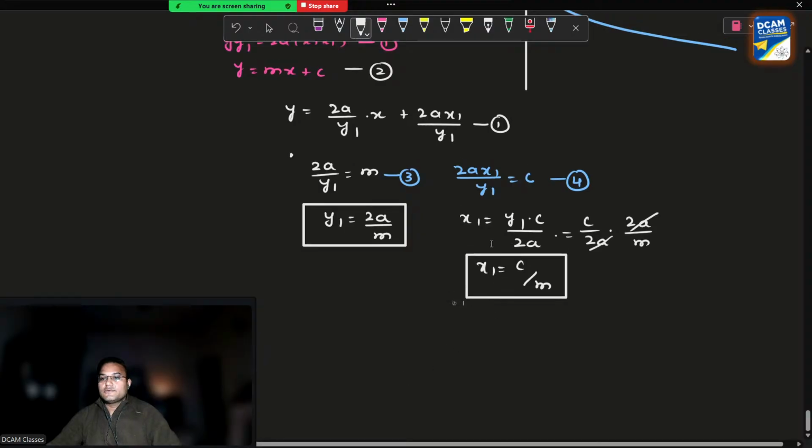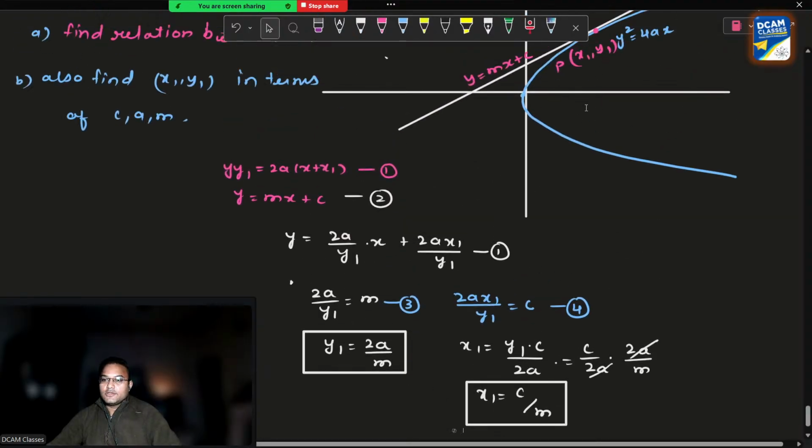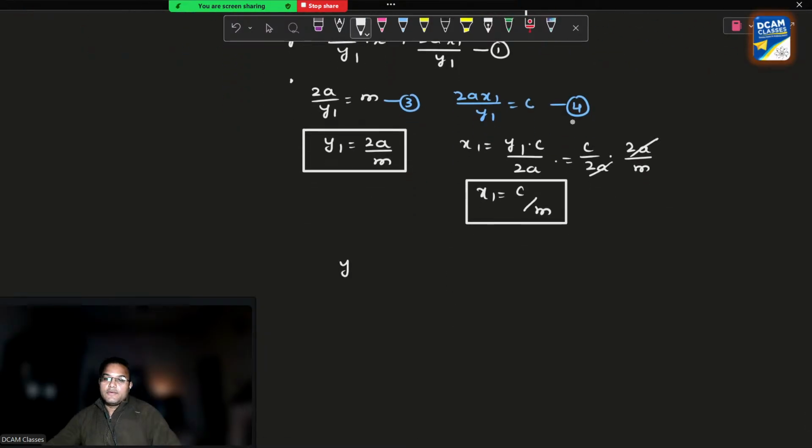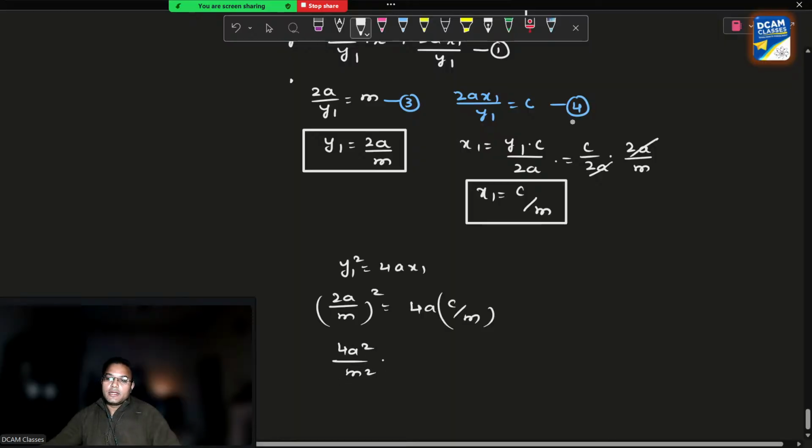Now you know this point x1 comma y1 lies on the parabola also. So it will satisfy it. So y1 square is equal to 4ax1. So 2a by m whole square is equal to 4a into c by m. From here you'll get the relation between a, c and m. So 4a square by m square is equal to 4a into c by m. 4a cancel them. c equal to a by m, you have got.